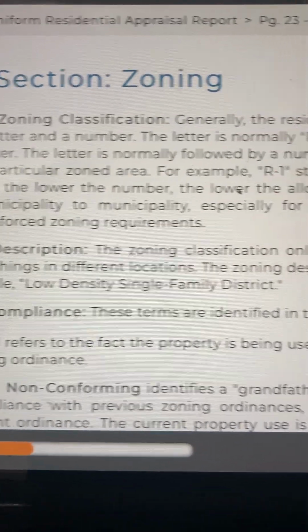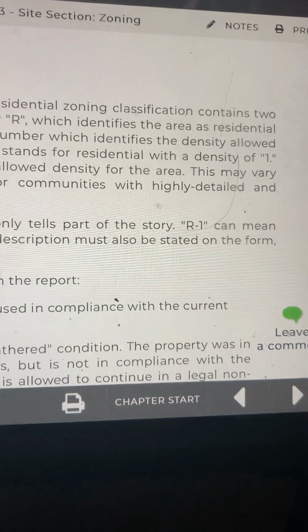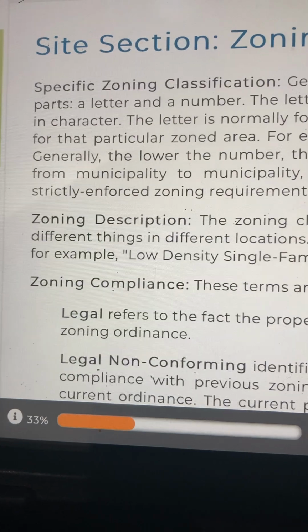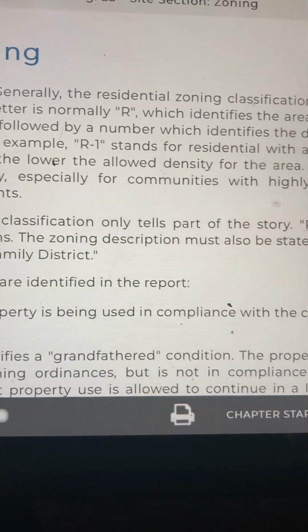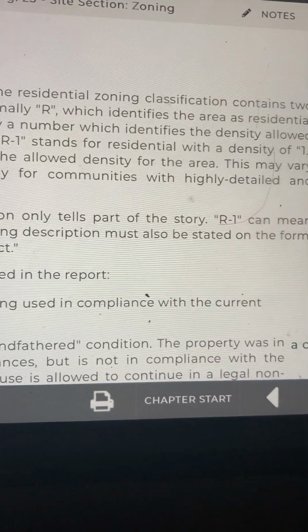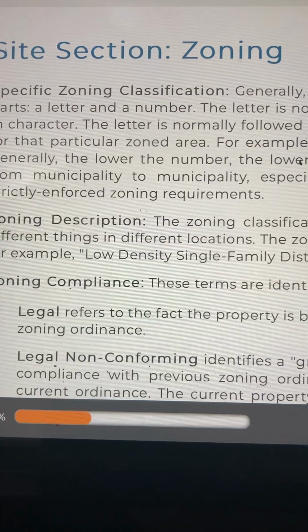Generally, the lower the number, the lower the allowed density for the area. This may vary from municipality to municipality, especially for communities with highly detailed and strictly enforced zoning requirements.